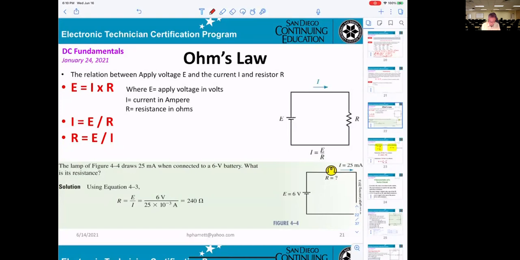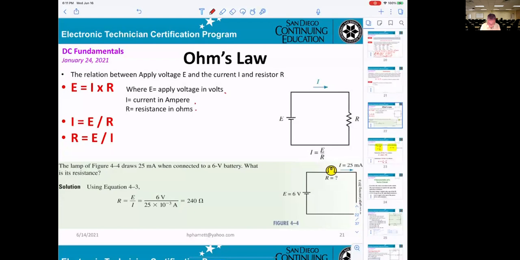So, Ohm's law: V equals I times R. In this formula, V is voltage, I is current, and R is resistance. V must be in volts, I must be in amperes, and R must be in ohms. If they are not, then you have to do a conversion, like milliampere to ampere, or ohm to kilo-ohm. That means they have to be the same unit.